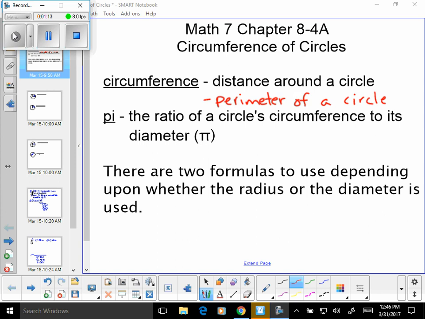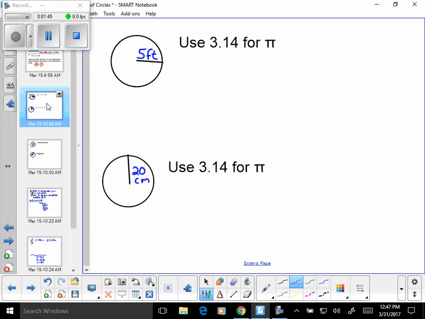We actually have two formulas to use for circumference, and it depends upon whether they show us the radius or the diameter. Now, if you really can't remember that, here's a circle going through the center point. This is a diameter if it goes all the way across the circle. We have another circle, center point just out to the outside of the circle. That's going to be your radius. Okay? The first example is to use 3.14 for pi.